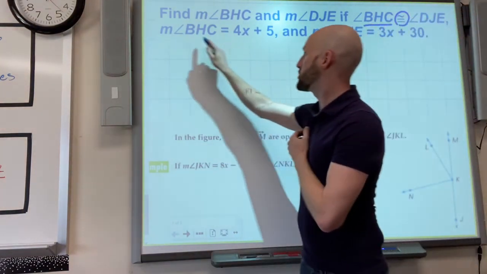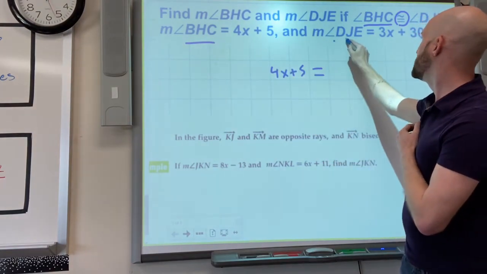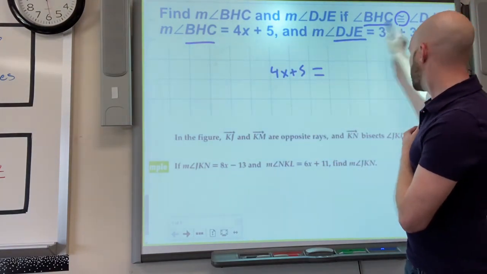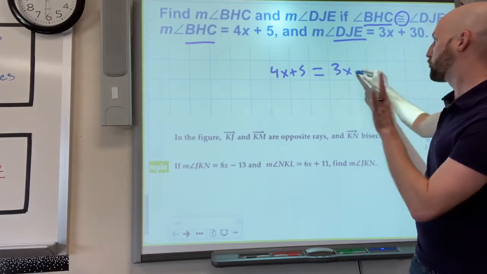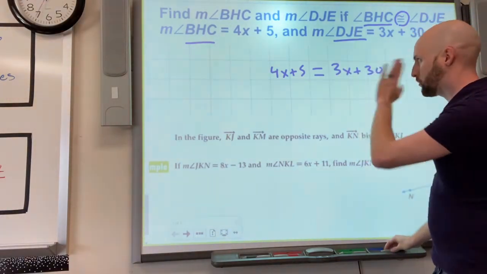BHC, does it give me information about that specifically? Yes, that one is 4x plus 5. DJE, yes, so they weren't trying to be sneaky, like give me half of it or anything weird like that, so I always check what's going on with that.